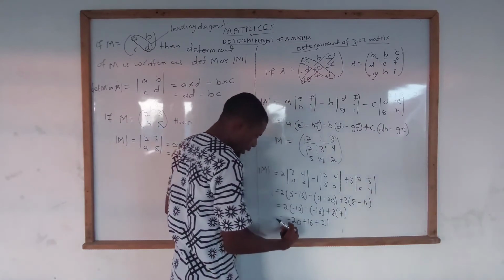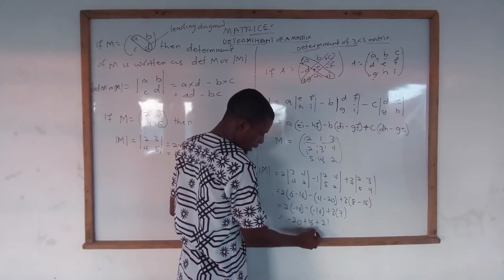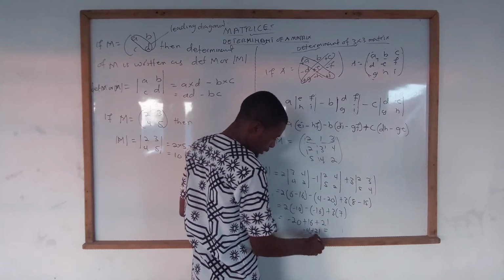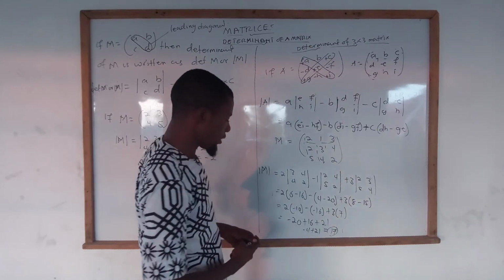Okay, so you all know minus 20 plus 15 is going to give me minus 4, and minus 4 plus 21 is going to give me 17, I guess, right? So the final answer is going to give me 17.